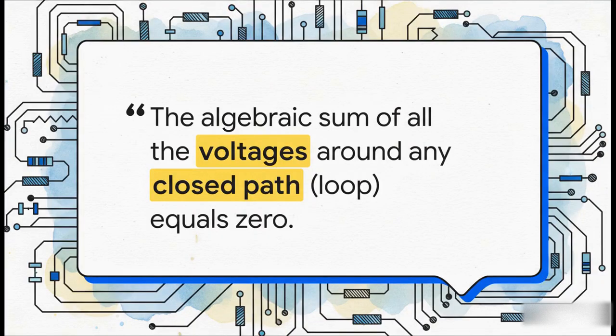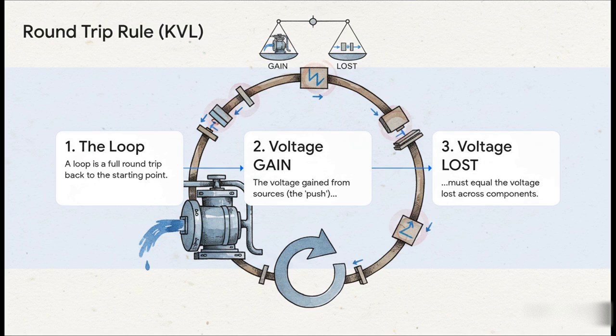And the second unbreakable rule is Kirchhoff's voltage law, or KVL. This one says that the sum of all the voltage changes, the gains and the drops, as you go around any closed loop has to add up to 0. This one is the round-trip rule.